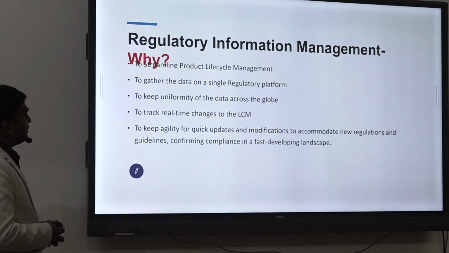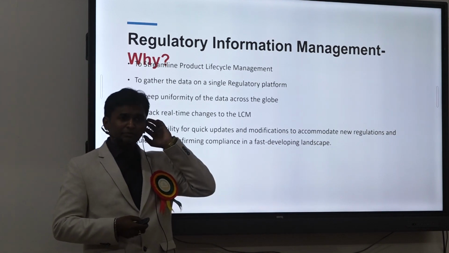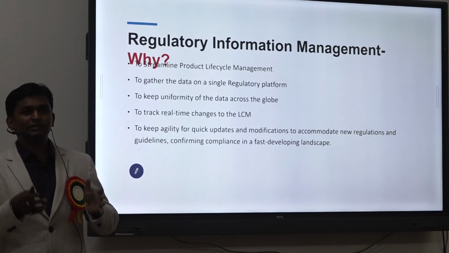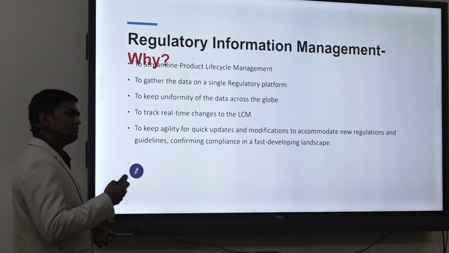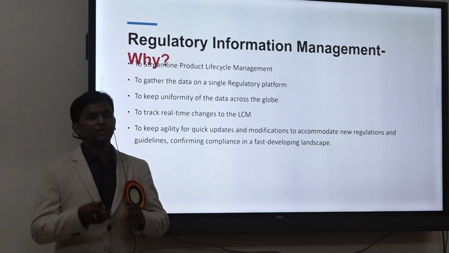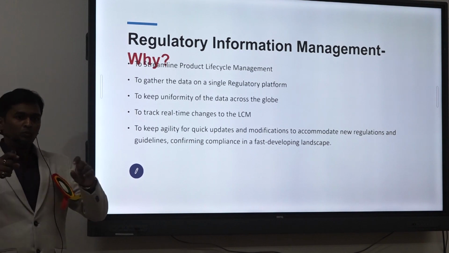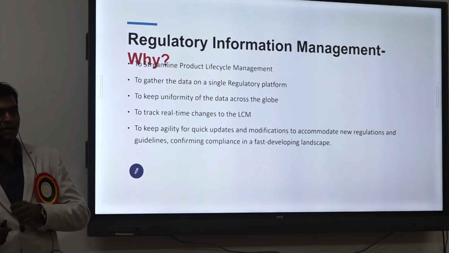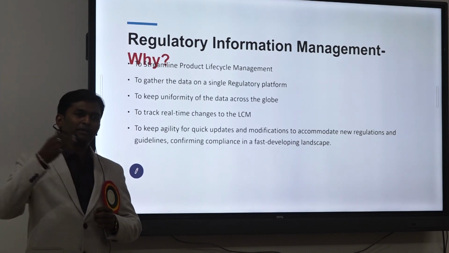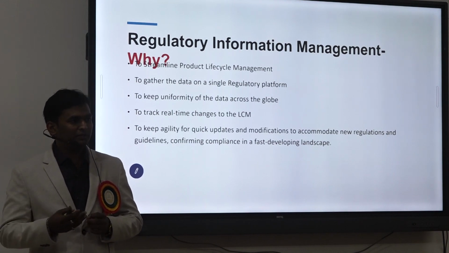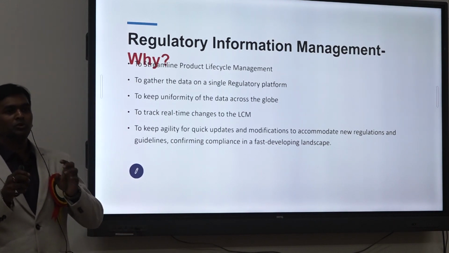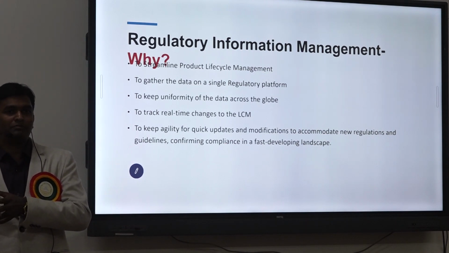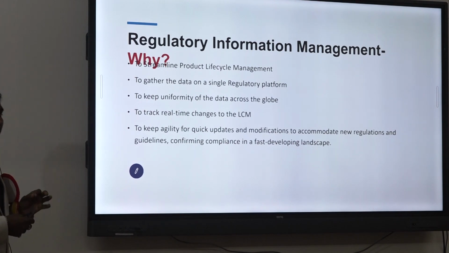To gather the data on a single regulatory platform. As we mentioned, based on everyone's choice, they used to store the data in their respective formats. But a regulatory information management system gave individuals an opportunity to store the data in one system at a granular level. Granularity is most important in a regulatory information management system because there are multiple components and multiple sections associated with pharma products. So we have to add the data with granularity. That's why it is important.